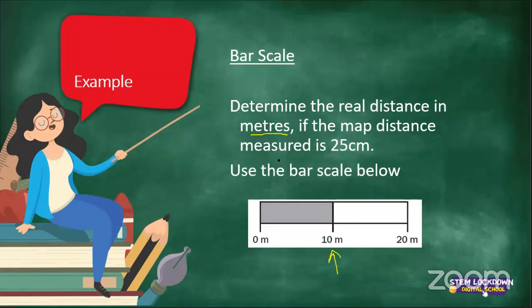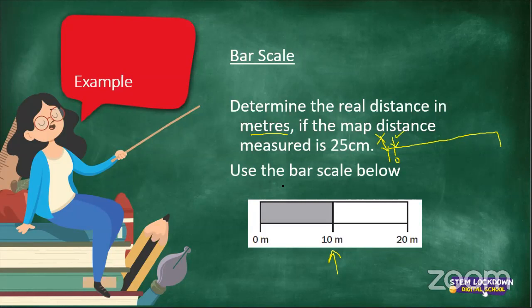If the map distance is 25 centimeters, so you've measured using your ruler, right? Remember, when you use a ruler, you must start here at 0. Start at 0. Don't start here. So this will be wrong. This will be correct, right? Now, let us carry on.